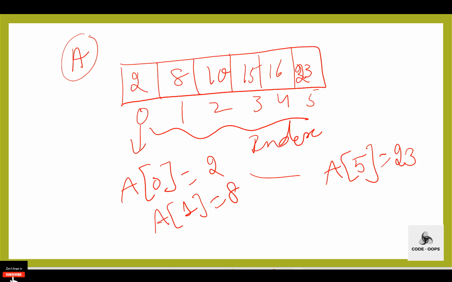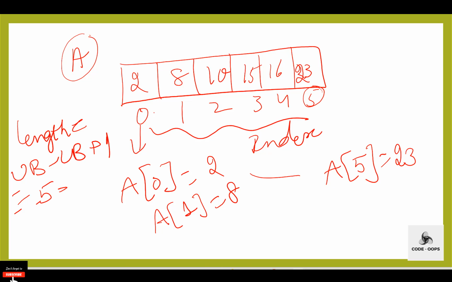What is the length of this array? The length of the array is determined by the number of elements it can contain. We can compute the length of the array by using the formula: length is equal to upper bound minus lower bound plus 1. Upper bound is the largest index of the array and lower bound is the smallest index of the array. 5 minus 0, 5 plus 1, 6. 6 is the length of this array. In this array, the total number of elements is 6.